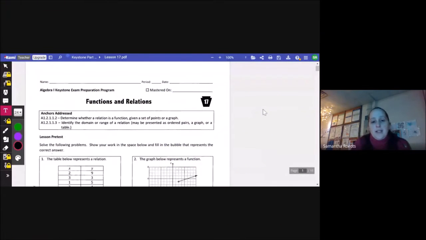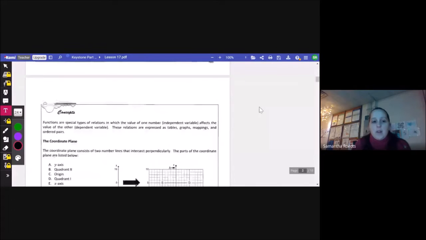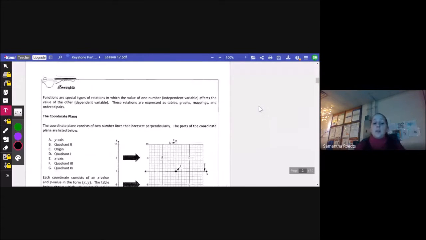All right, this is lesson 17, functions and relations. So key concepts. Functions are special types of relations in which the value of one number, an independent variable, affects the value of the other, the dependent variable. These relations are expressed as tables, graphs, mappings, and ordered pairs.